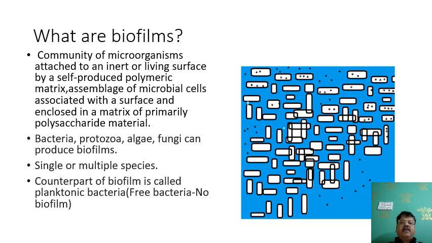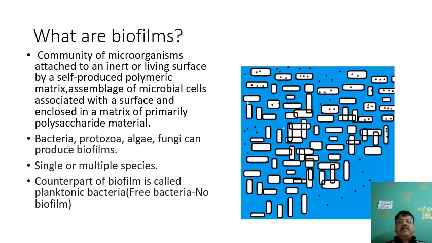So, what are biofilms? These are communities of microorganisms attached to an inert or living surface by a self-produced polymeric matrix, an assemblage of microbial cells associated with a surface and enclosed in a matrix of primarily polysaccharide material. You can see the diagrammatic representation here, where these are the various microorganisms embedded inside the matrix. Biofilms can be produced by bacteria as well as protozoa, algae, and fungi.